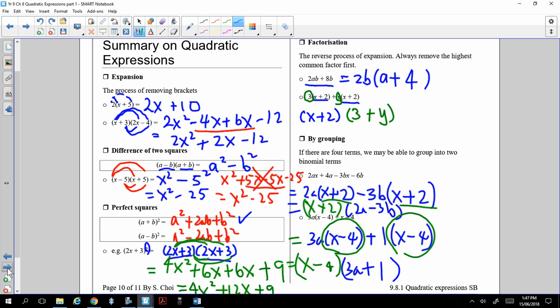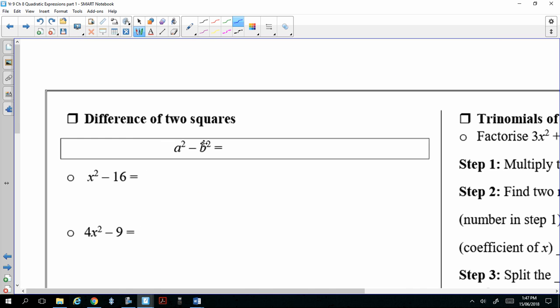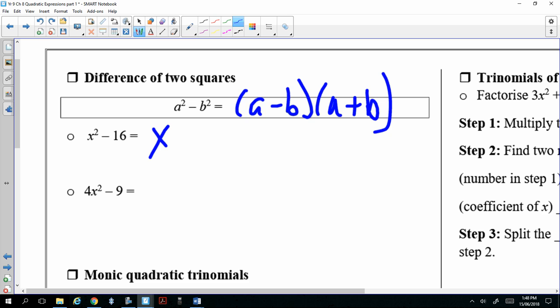Okay, let's move on. Next question. We need to know how to factorize. Apply the difference of 2 squares in reverse. So in this case, a squared minus b squared comes from this expansion. So now we have to work backwards. Start with the difference of 2 squares, write it as a product. So you write down x squared minus 16 as x squared minus 4 squared.